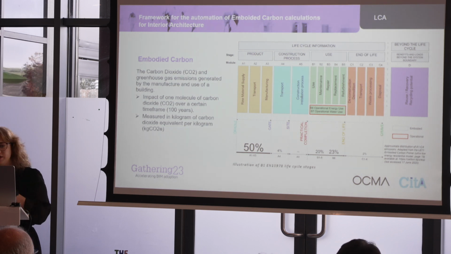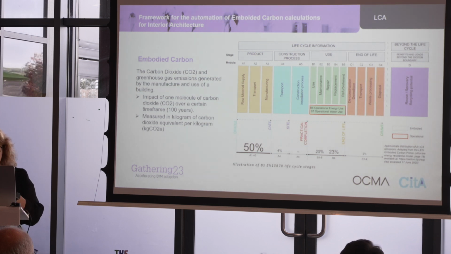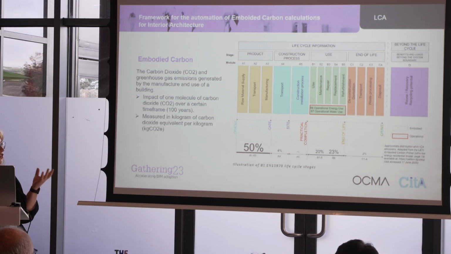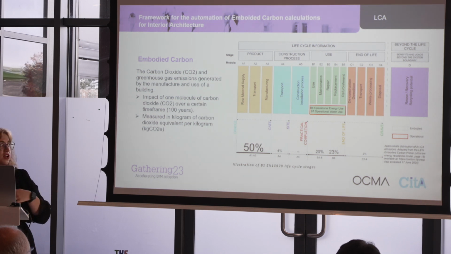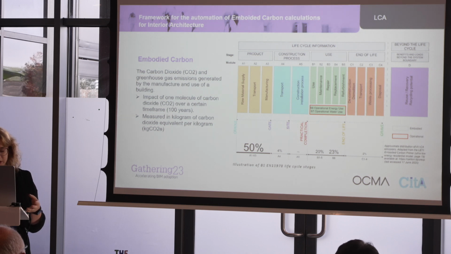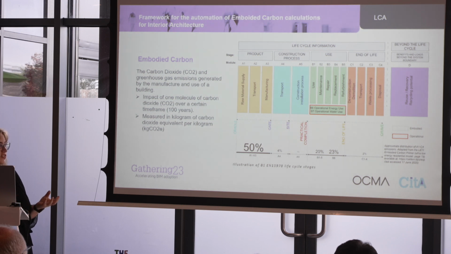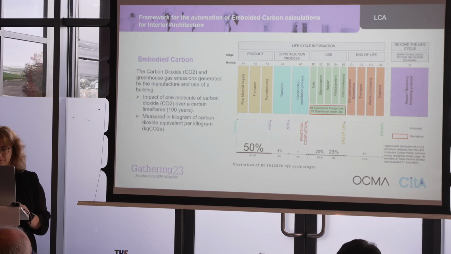So just a brief reminder on embodied carbon of a building or a product. It's the CO2 and greenhouse gas emissions that are generated during its entire life cycle. So it's divided into stages and modules, so anything from collecting the raw materials to the manufacture, the construction, the use and the end of life. The best way to reduce the embodied carbon of a project is by thinking about it from the very early stages, which is what I tried to do in relation to FF&E in architecture.